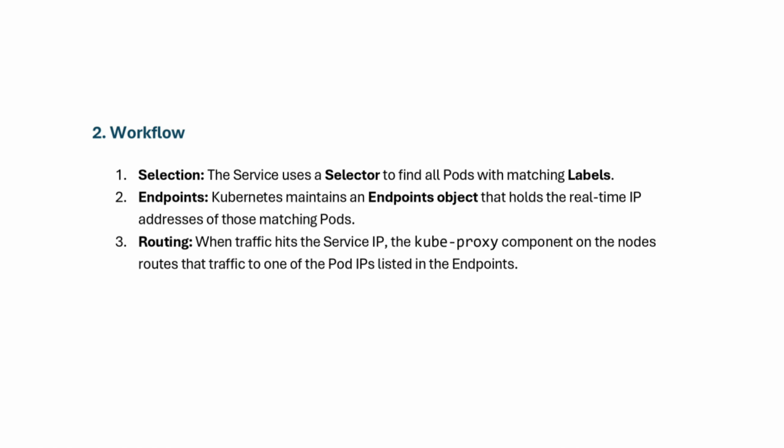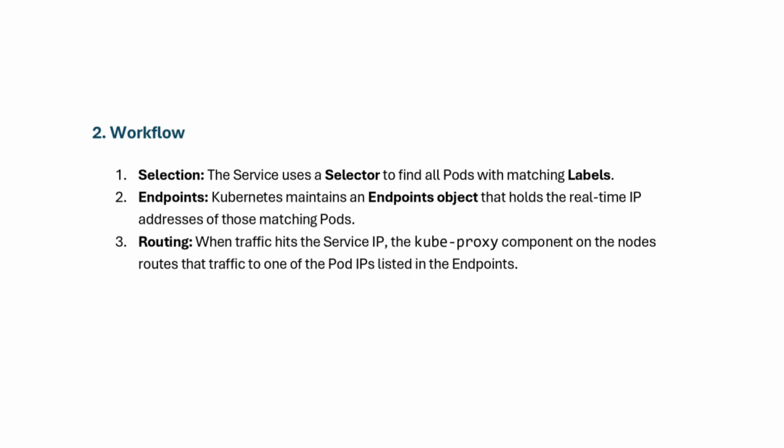So now the workflow. Selection: the service uses a selector to find all pods with matching labels. Endpoints: Kubernetes maintains an endpoints object that holds the real-time IP addresses of those matching pods. Routing: when traffic hits the service IP, the kube-proxy component on the nodes routes that traffic to one of the pod IPs listed in the endpoints.